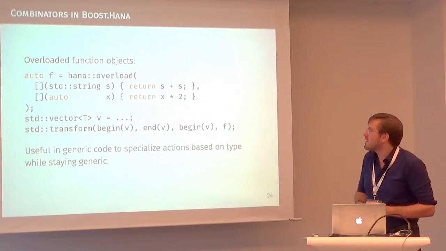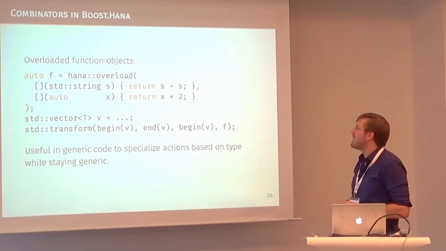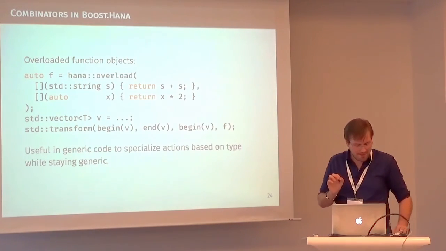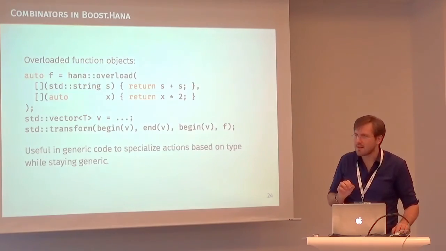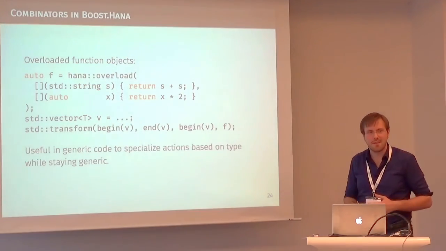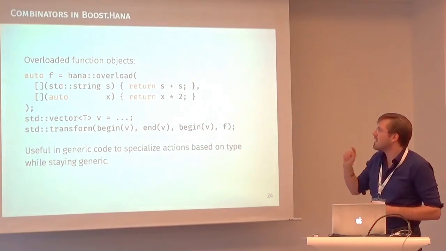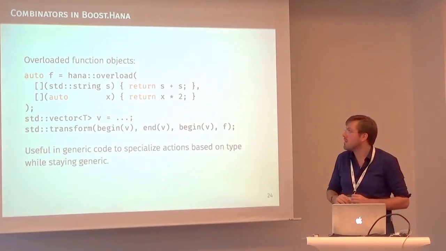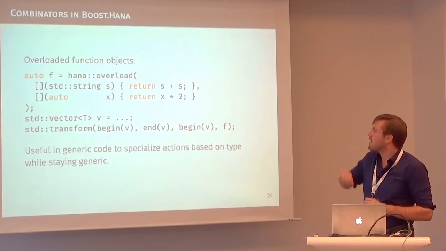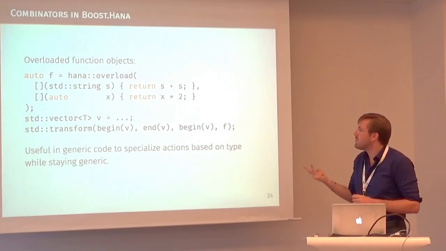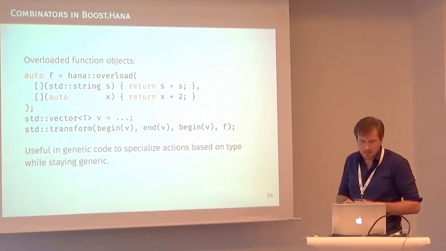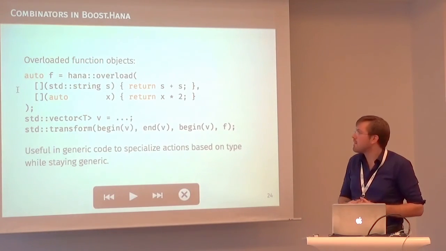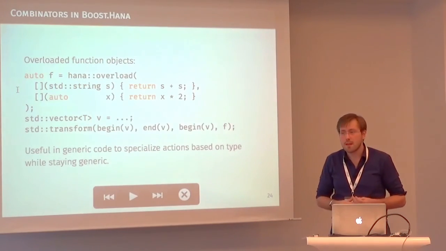This is another very, very nice combinator, which does not have a counterpart in more classic functional programming languages because it deals with one C++ specific feature, which is function overloading. Okay, and here we are creating a function object from two other functions, lambdas in this case, exploiting the C++ function overloading mechanism.